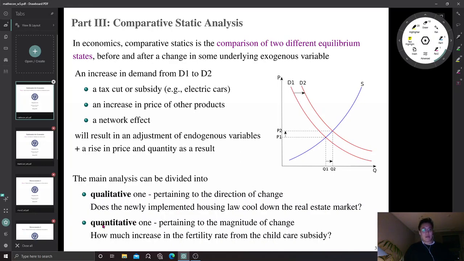Or we can think of a quantitative question. That is, if the government provides a child care subsidy, then we can expect an increase in the fertility rate. But how much increase can we expect from such a baby bonus? Okay, that is a quantitative question. So depending on the economic questions, we can carry out qualitative analysis and quantitative analysis.